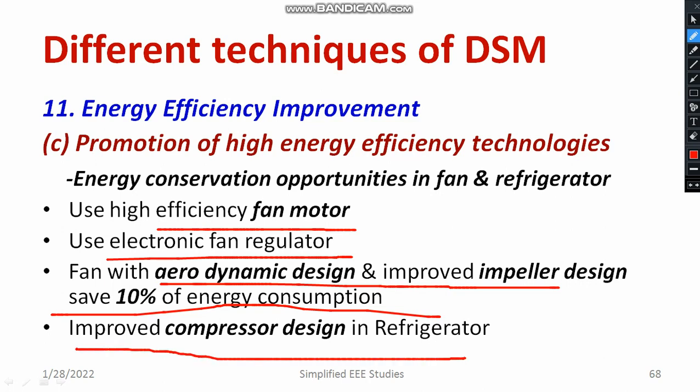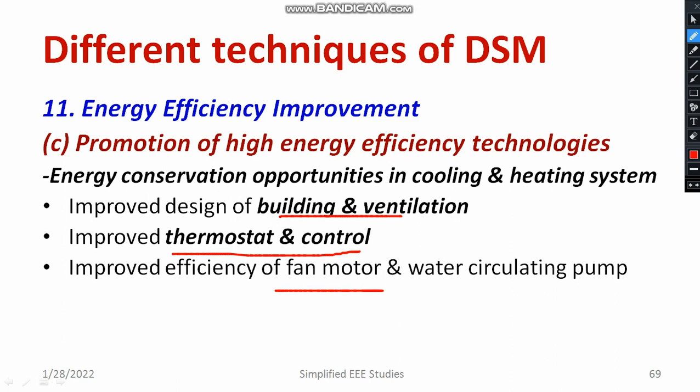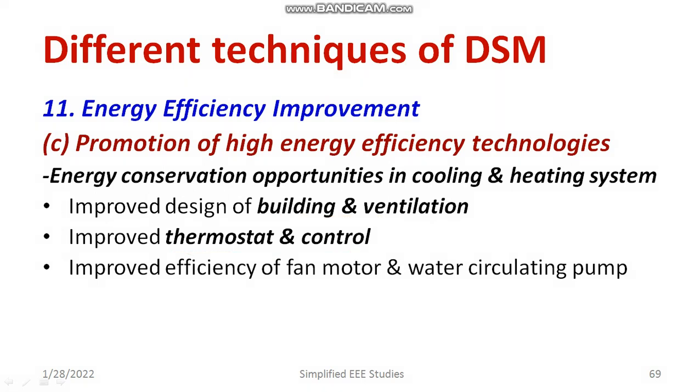Improved compressor design in refrigerators must be followed to reduce the cost of excess usage of electricity. Regarding the building, go ahead with a highly energy efficient building and use thermostat control, automatic building temperature control, so that you can minimize the excess usage of the air conditioning system, etc. Improve the efficiency of the fan motor. Wherever a motor is used, you need to consider the quality and efficiency. Regarding the pump, use a high efficiency water pump so that you can minimize the energy.